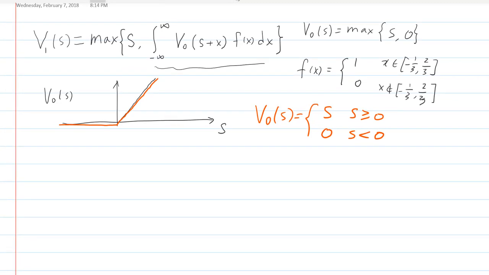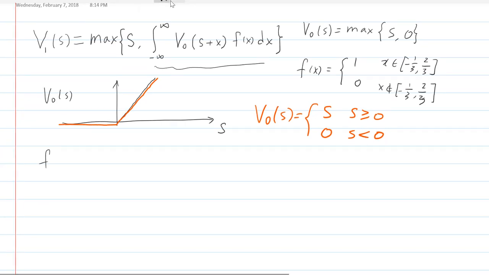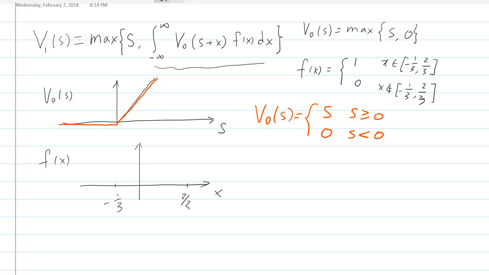And if you look at f of x, it's also piecewise. We can see that f of x over here, if you look at its graph, this is x, and this is f of x. And between negative 1/3 and 2/3, it's 1. So here is 1. Okay, and it's piecewise. Now, why is this f of x a density function?